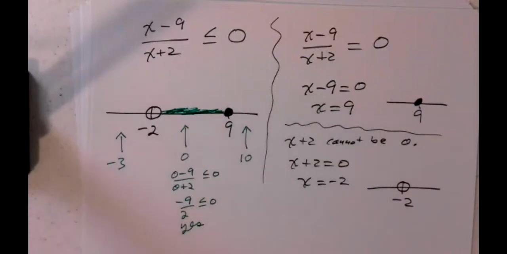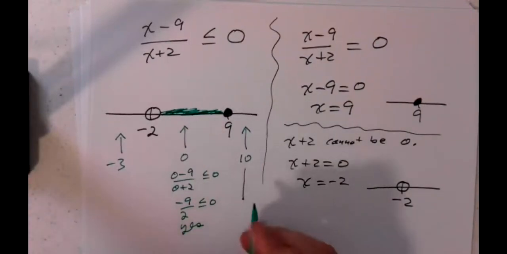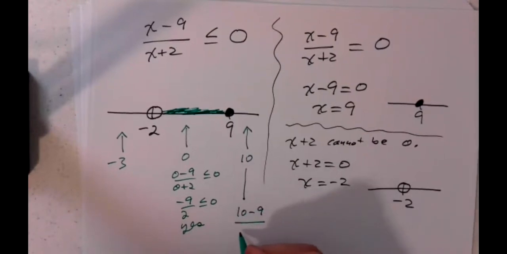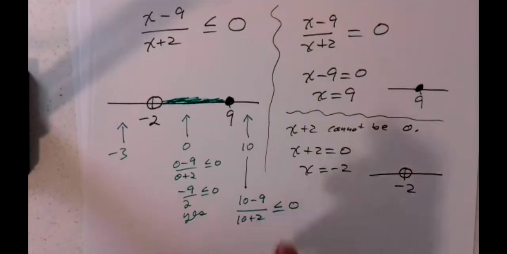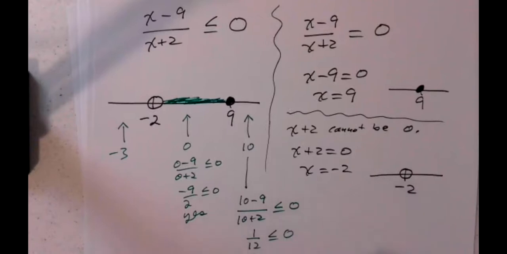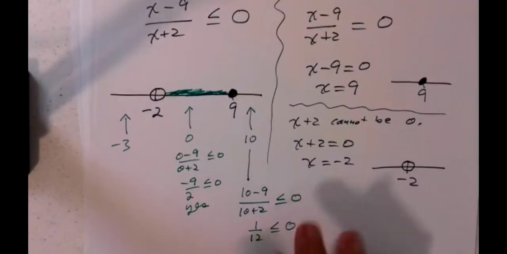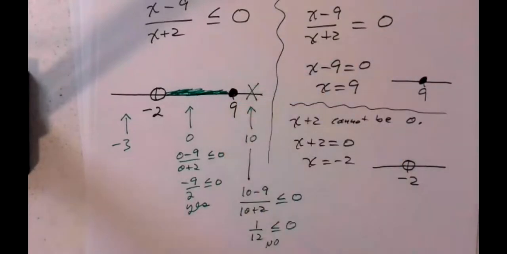Now beyond 9, if I go to 10, that gives me (10 minus 9) over (10 plus 2). Is that less than or equal to 0? 10 minus 9 is 1. 10 plus 2 is 12. Is 1/12 less than or equal to 0? That's no. So I do not shade there.